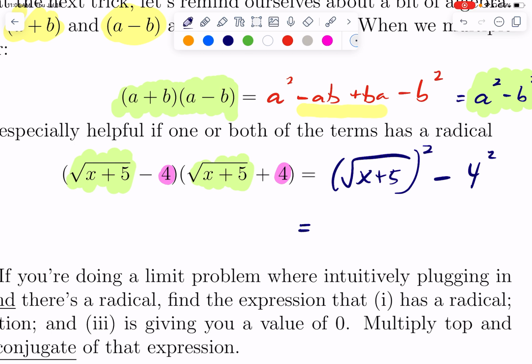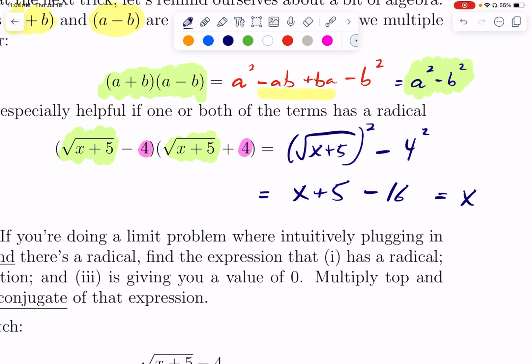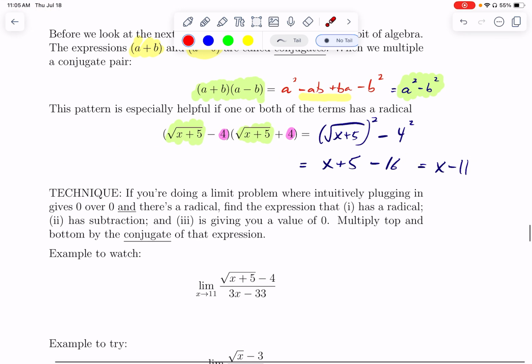So if we're squaring a radical like this, that just simplifies everything to x plus 5. And then here we would have minus 16, and that all simplifies to x minus 11. So just file that away. When we multiply together a pair of conjugates, we get a pretty simple answer that would get rid of any radicals because we're squaring stuff. So now we're going to apply that in a technique.